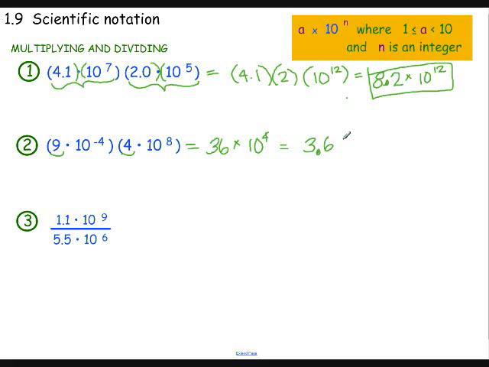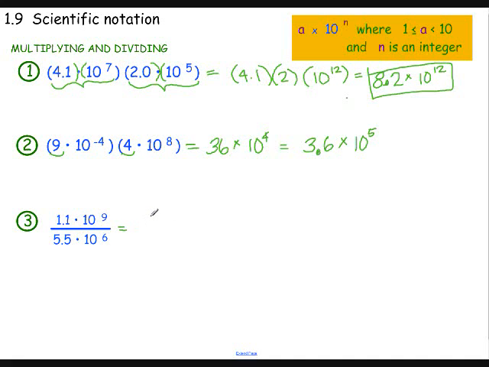3.6 times. Now what did I just do? I made this smaller than it actually is, so this has to be increased. So I'm going to say 10 to the 5th power. Now if you get confused about that, take your calculator out and try it.